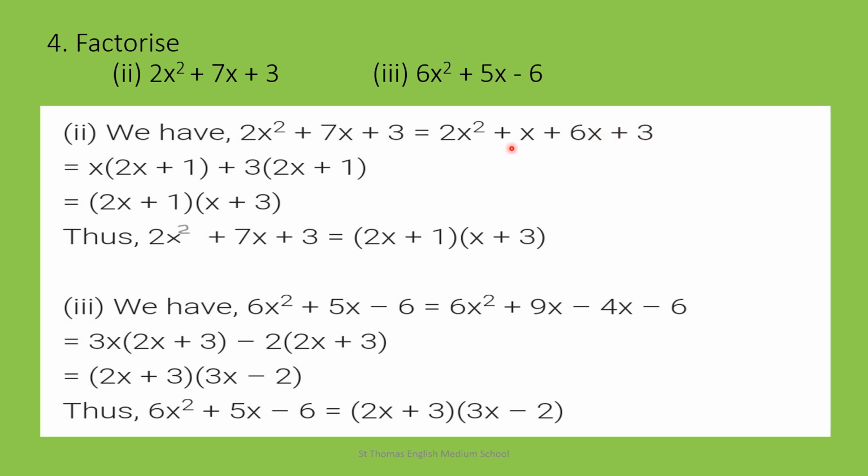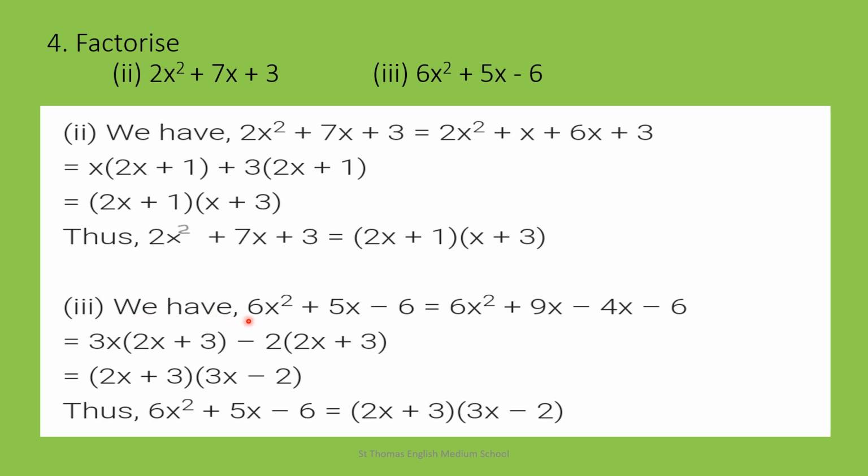Now from the first two terms, x is a common factor. So you take it outside. You will have x multiplied by 2x plus 1 plus from the last two terms you will have 3 as common. So 3 multiplied by 2x plus 1. Now in both the terms 2x plus 1 is common. So take the common factor outside. 2x plus 1 multiplied by x plus 3. So the factors of the polynomial 2x square plus 7x plus 3 equal to 2x plus 1 multiplied by x plus 3.